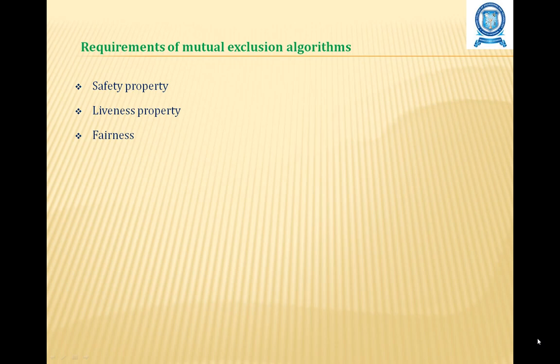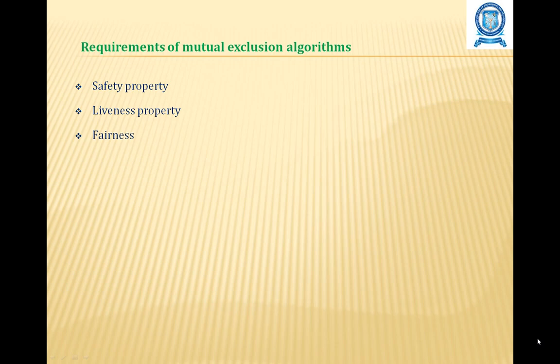The second property is the liveness property. This property states the absence of deadlock and starvation. That means two or more sites should not endlessly wait for messages that will never arrive. In addition, a site must not wait indefinitely to execute the critical section while other sites are repeatedly executing the critical section. That is, every requesting site should get an opportunity to execute the critical section in a particular time.